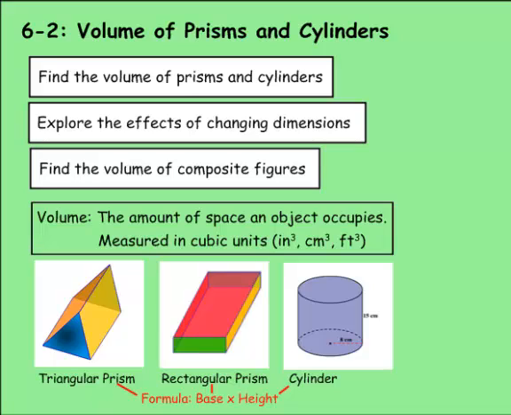We are on lesson 2 of chapter 6, which is volume of prisms and cylinders. First, we're going to find the volume of prisms and cylinders. Then we're going to explore the effects of changing dimensions. Then we're going to find the volume of composite figures.